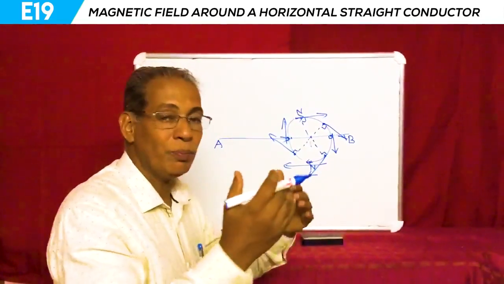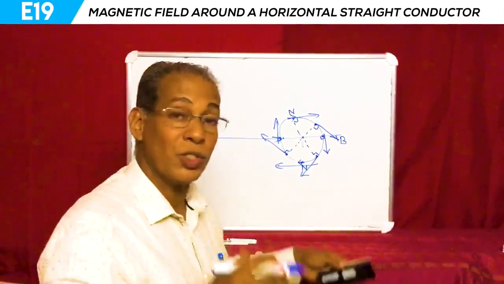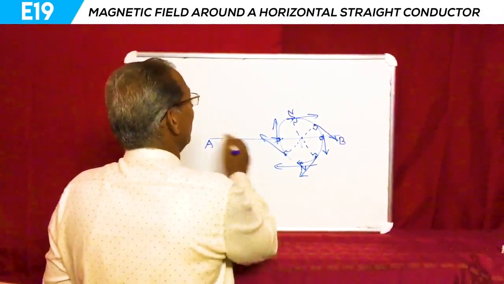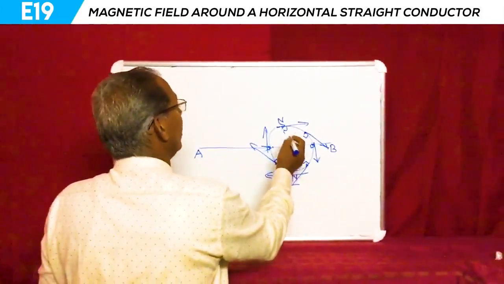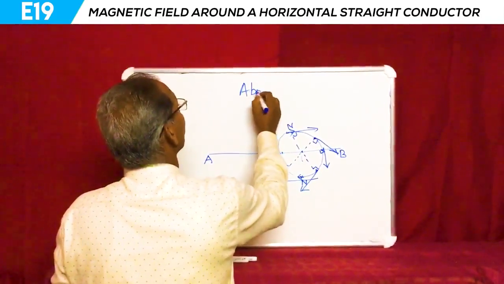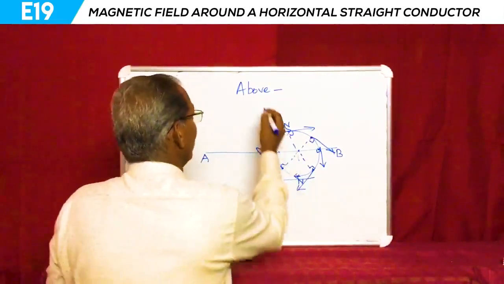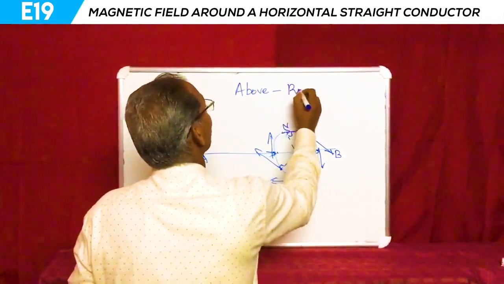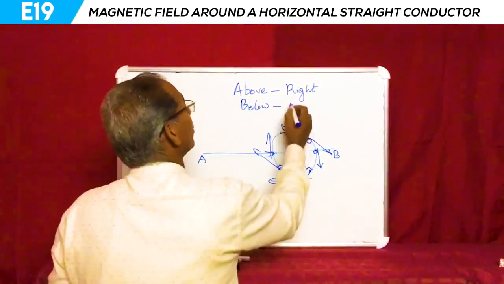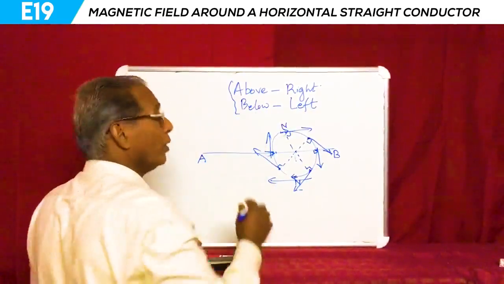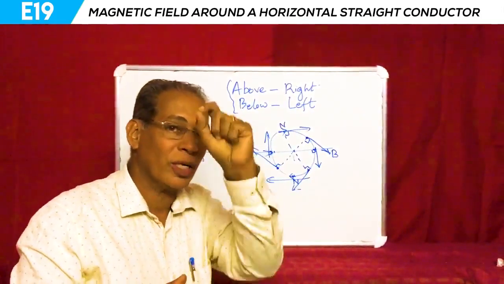Now we can come to a statement, and I will tell you an easy method to remember this. That statement is this: if current is flowing in one direction, and if the north pole is above the conductor carrying current, this north pole will move towards right. If the north pole is below the conductor, it will move towards left. From these two statements, we can recollect this entire thing easily with a shortcut.